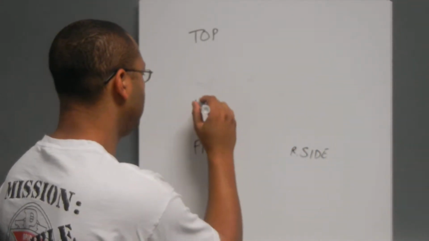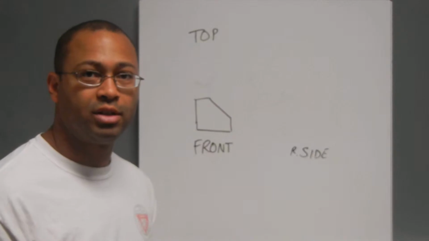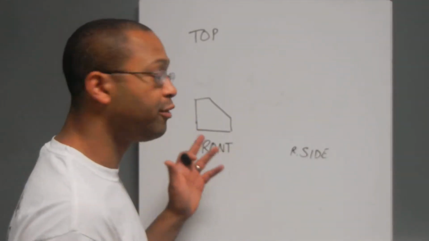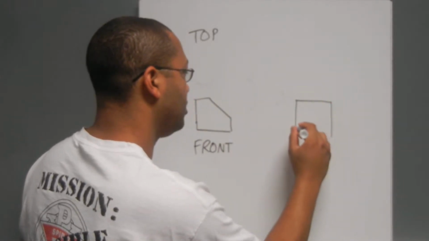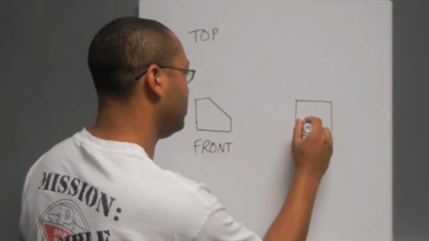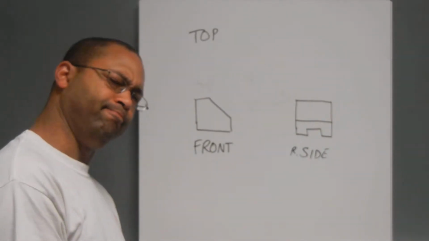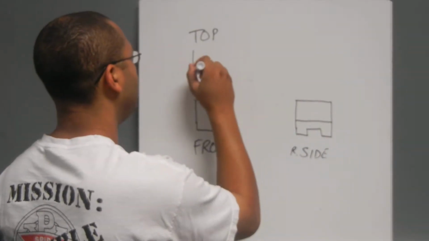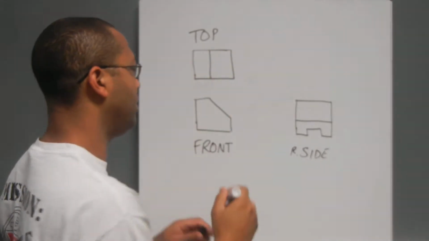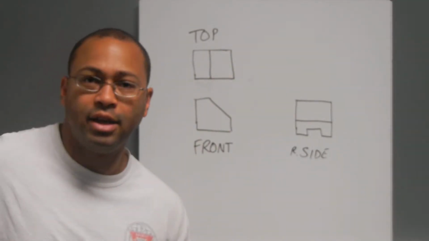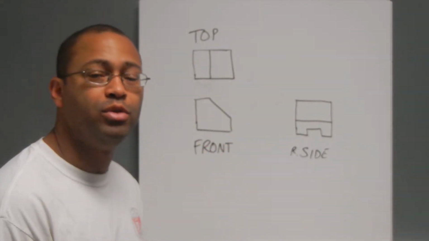So you have an example of an object that looks like this from the front view. And then you turn over to the right side view and it looks like that. And then from the top view, it looks like that. Well, one thing to take note of is my views are aligned.